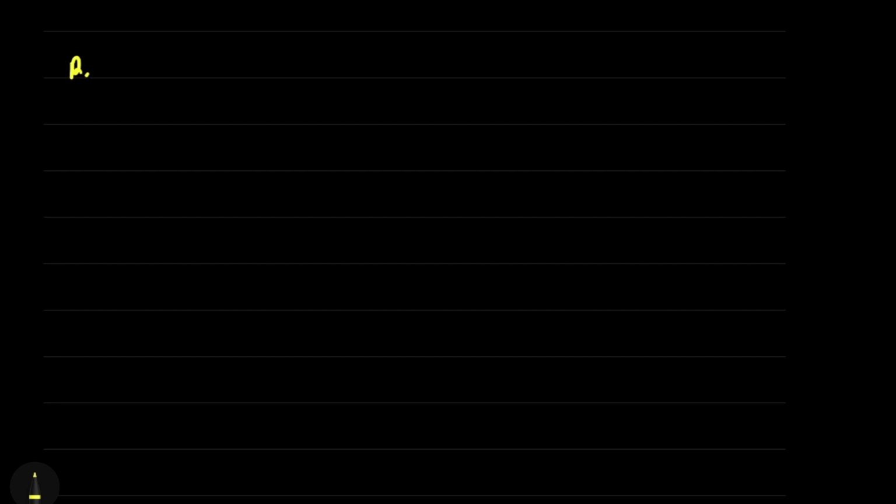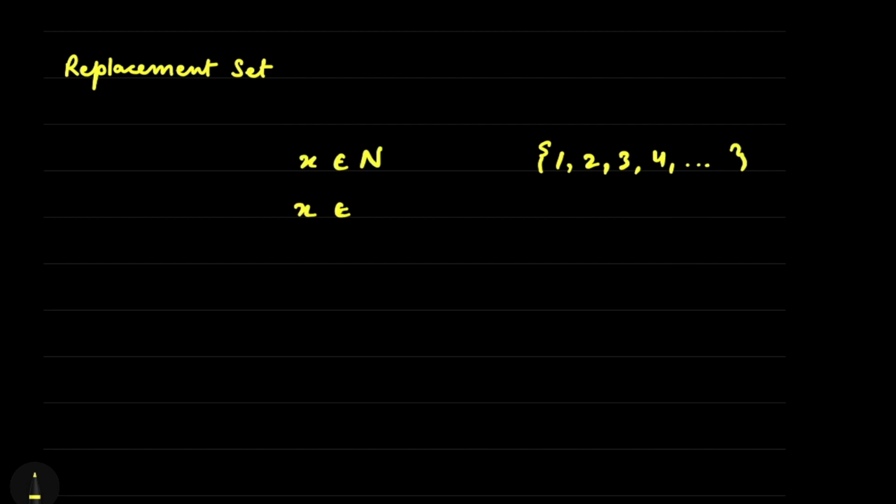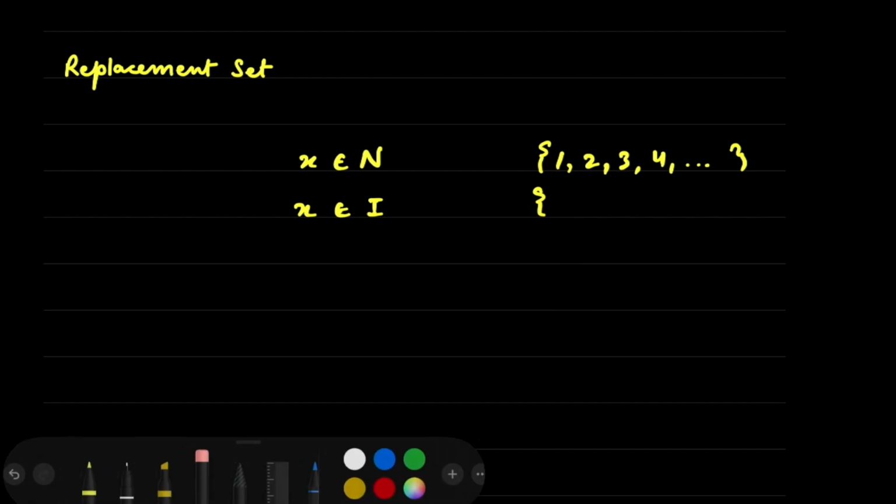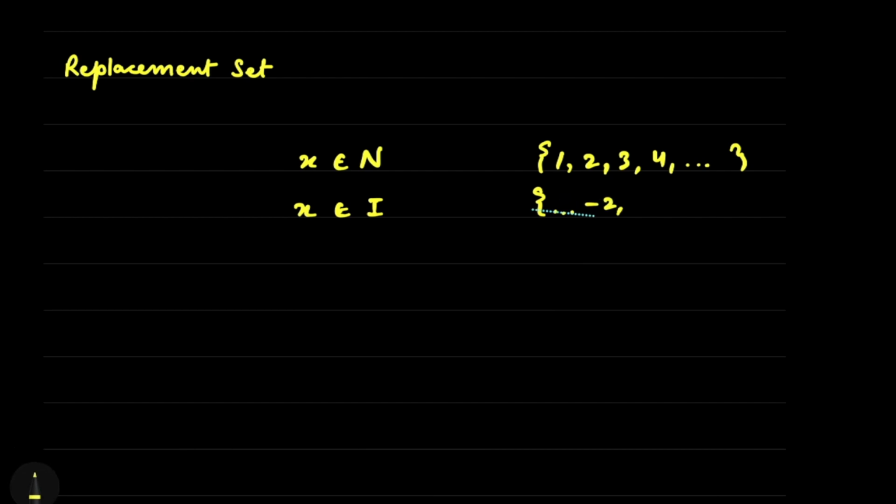So first one is the replacement set. This is the set from where the values of the variables are chosen. So say our equation says that x belongs to natural numbers, then our replacement set would be anything from 1, 2, 3, 4, and so on. Similarly, we can have x belongs to integers. So it can be anything from -2, -1, 0, 1, 2, and so on. So that's how the replacement set works, and we take the value from only these sets.